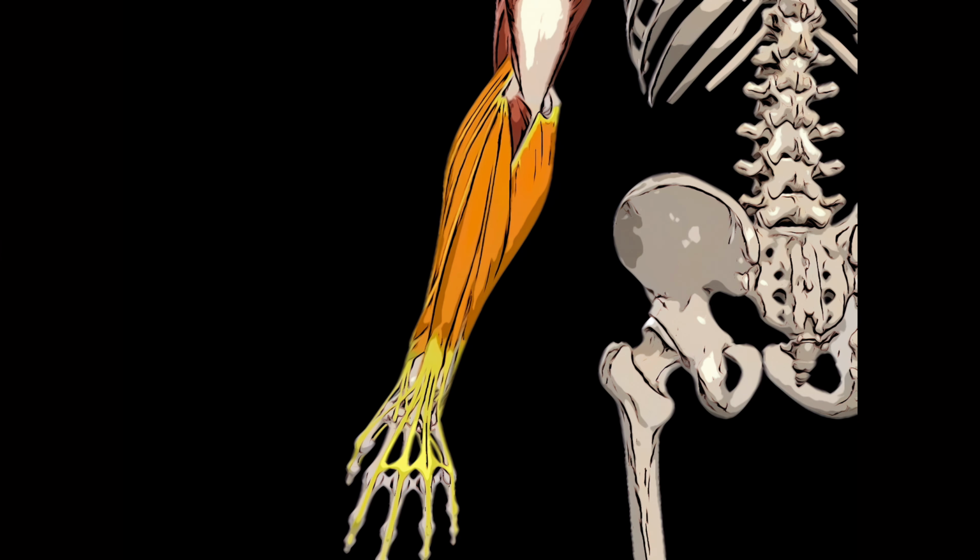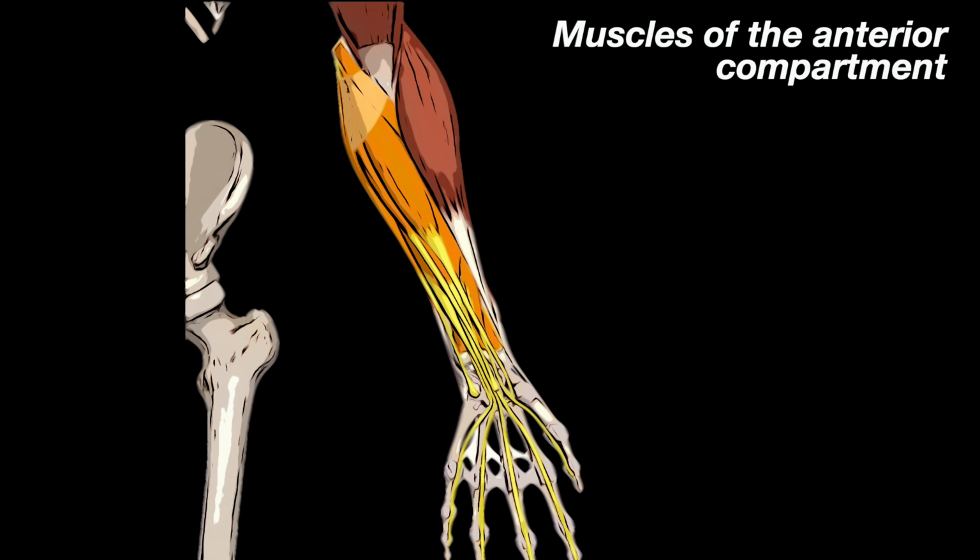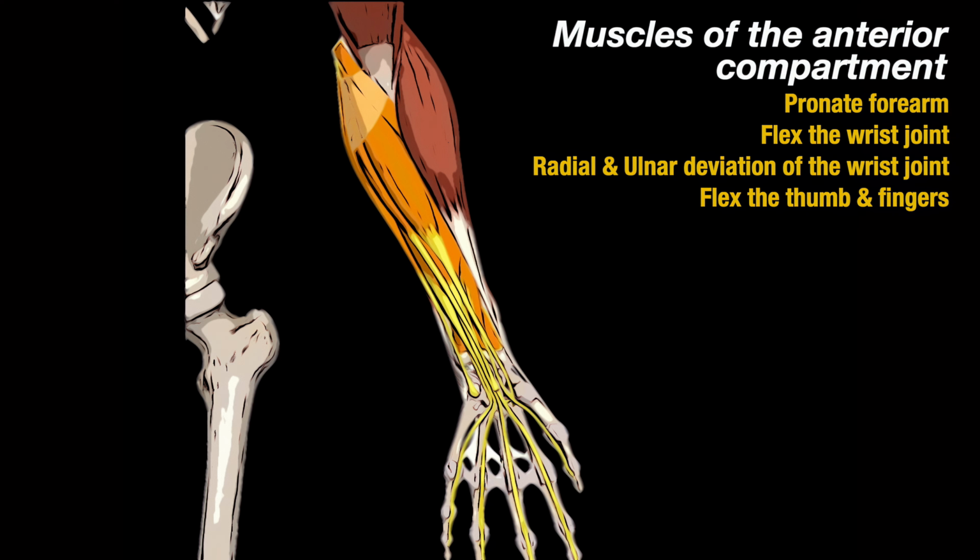Next, we will discuss the muscles of the forearm, which act on the bones of the forearm, wrist, and hand. For classification purposes, the muscles of the forearm are divided into 2 distinct compartments according to their position and function: the muscles of the anterior compartment and the muscles of the posterior compartment. The muscles of the anterior compartment mainly act to pronate the forearm at the radio-ulnar joint. They flex the hand at the wrist. They abduct and adduct the hand at the radiocarpal and midcarpal joints, and they flex the thumb and fingers at their interphalangeal joints and metacarpophalangeal joints.